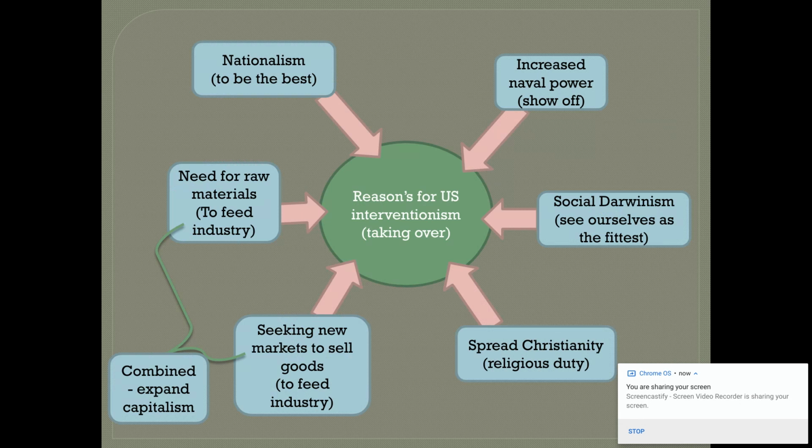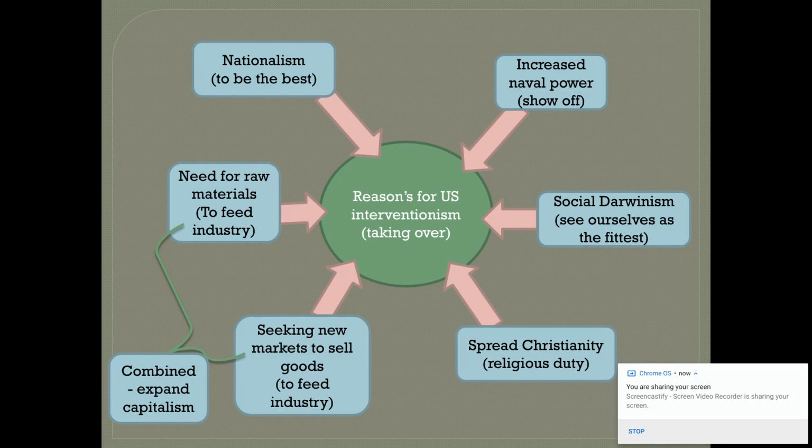Let's look at some of the reasons the United States used to imperialize or focus on interventionism. First, of course, nationalism, which we've talked about in the past. The United States wanted to be the best, to be known as the best. Then the need for raw materials for that industrial complex that was starting to build in the United States. Again, they were trying to expand capitalism, seeking new markets to sell their goods, mainly due to industrialization.